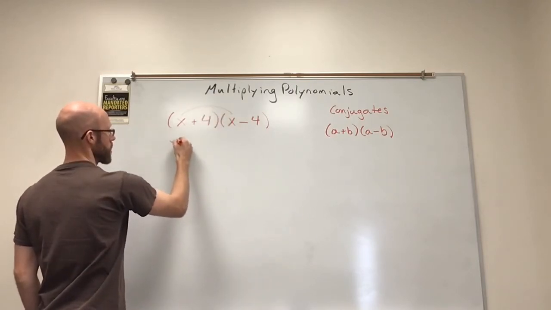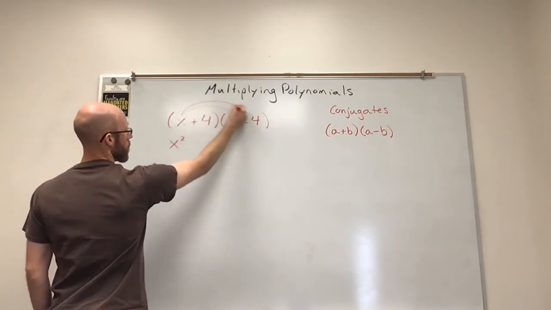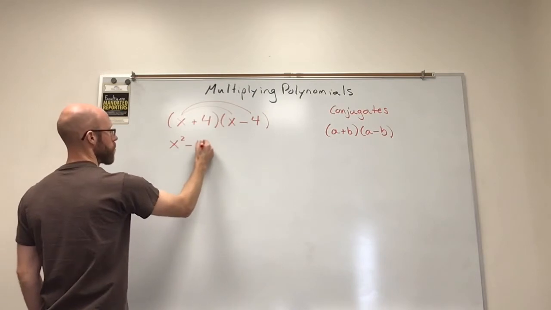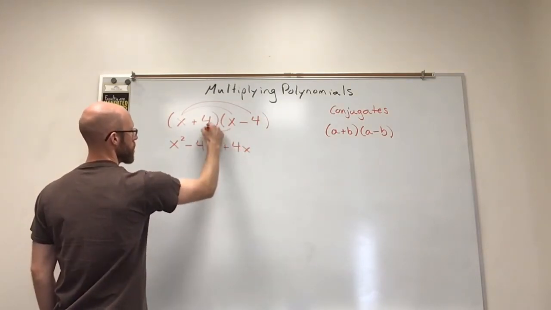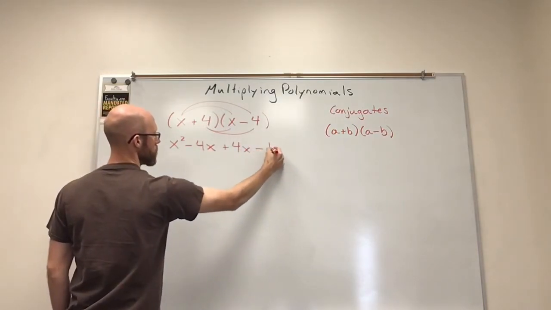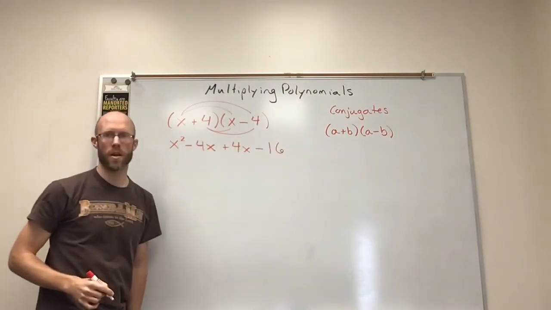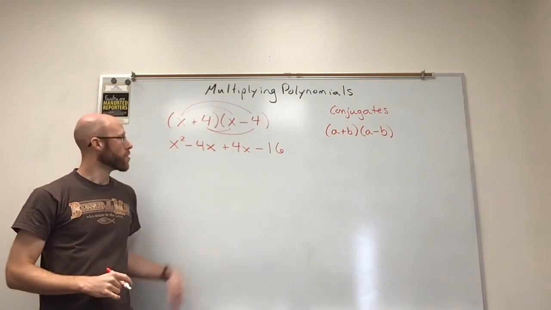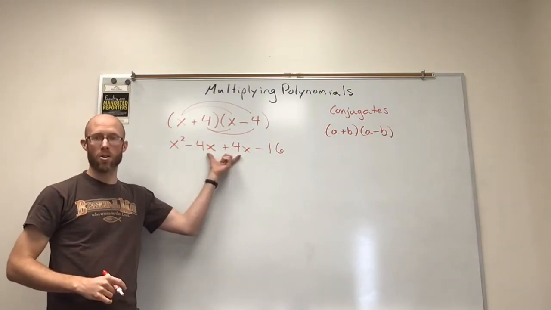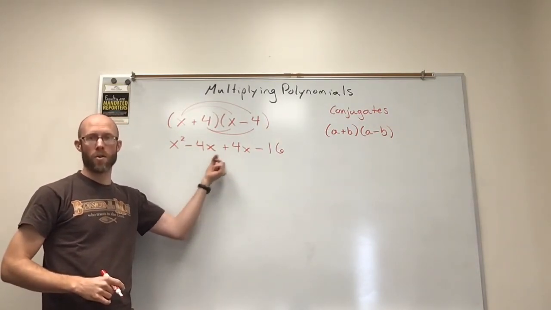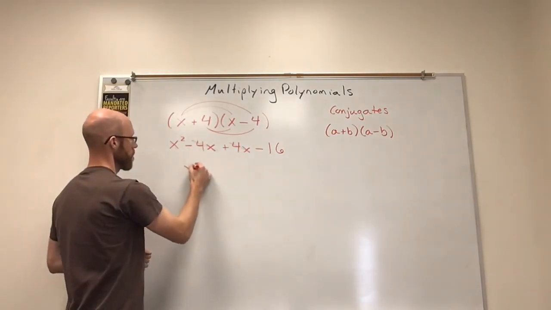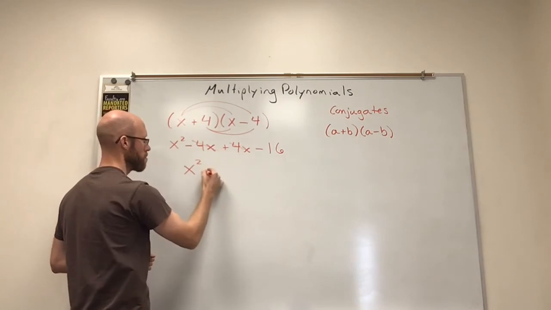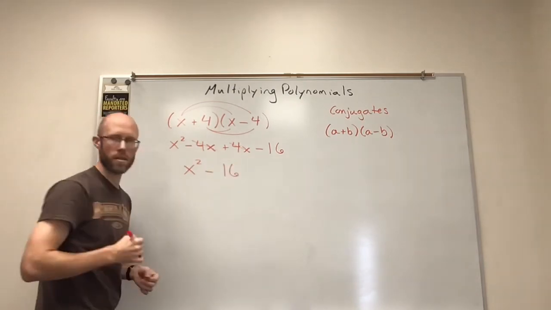Multiply the x's, you get x squared. The outer you get a minus 4x. The inner here you get a plus 4x, and then on the end you get a minus 16, okay? Notice in the middle here when I combine the like terms, I have a minus 4x plus 4x, they add up to 0. So those actually cancel out, and I'm left with just x squared minus 16, okay?